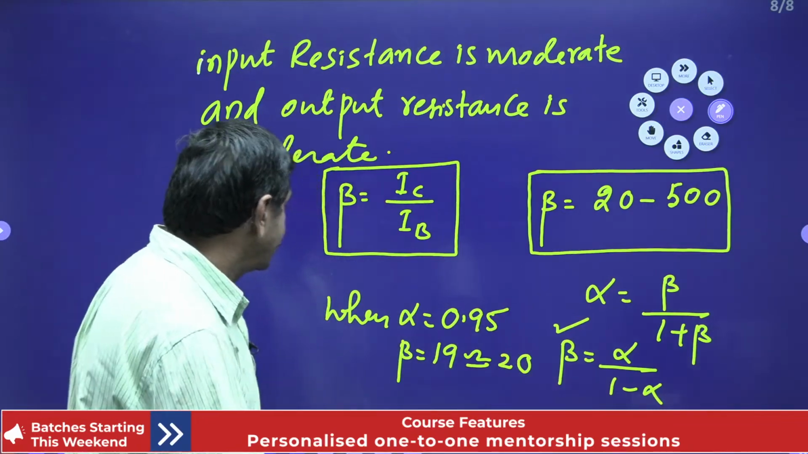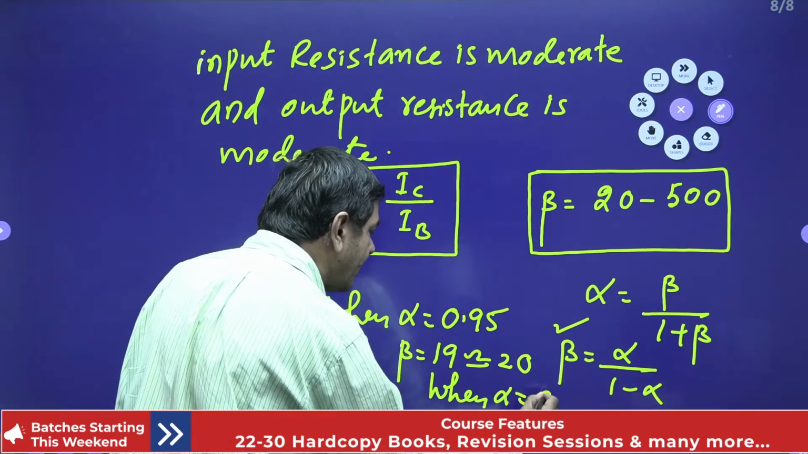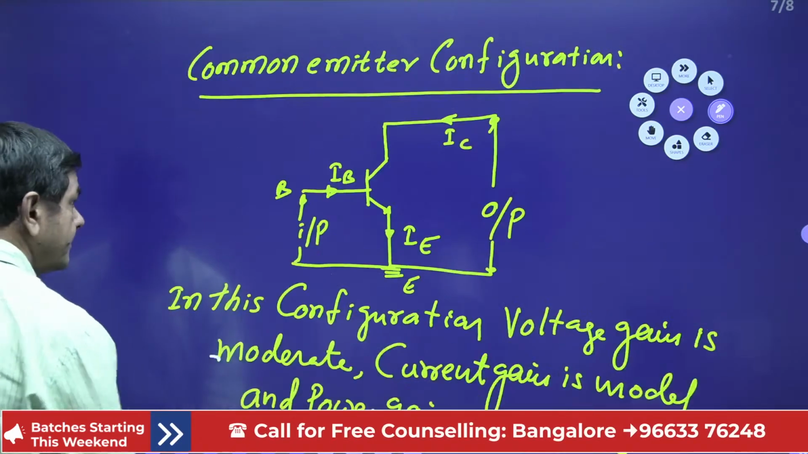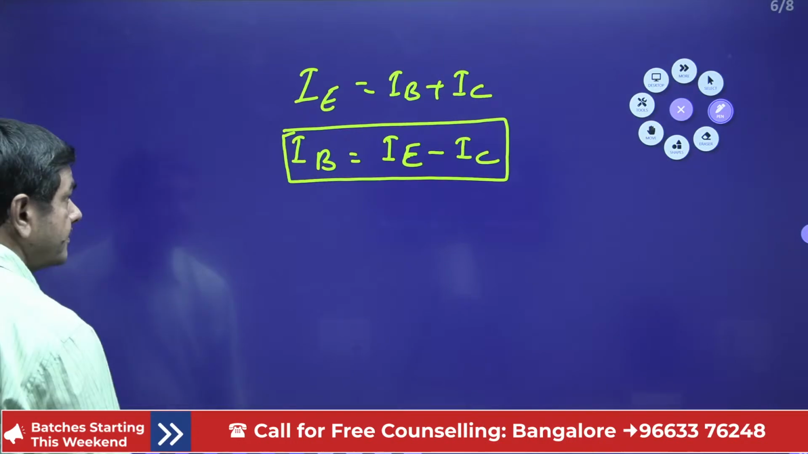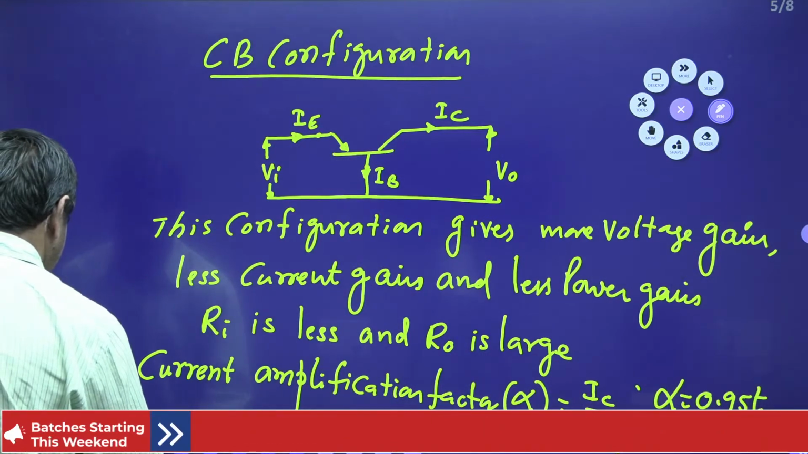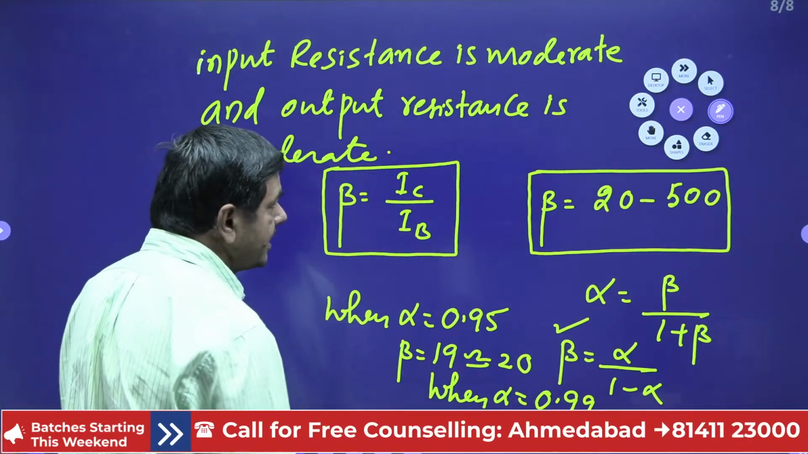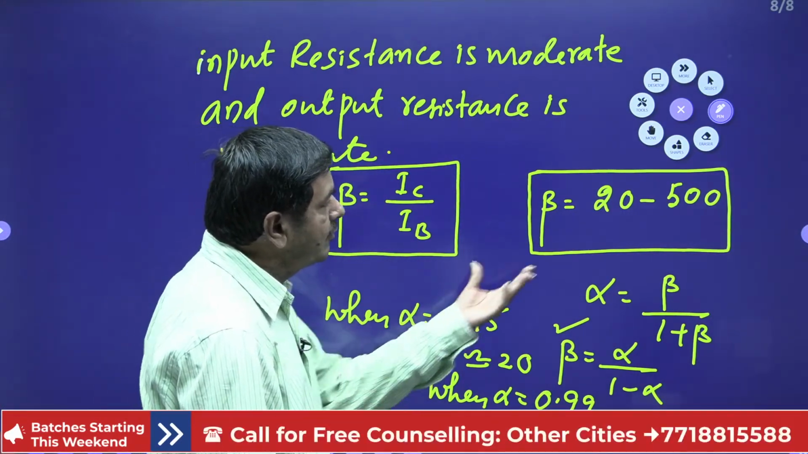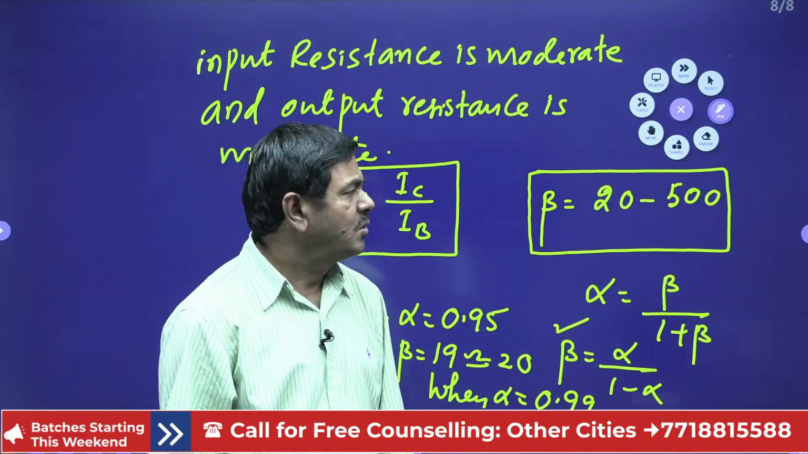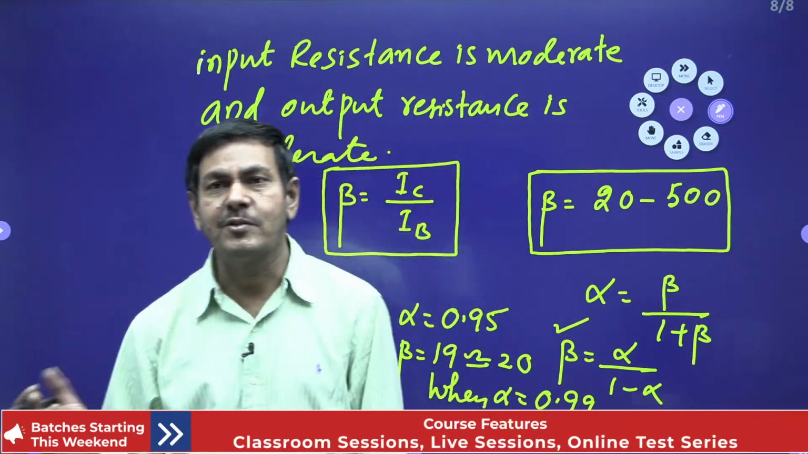Understand now. In the same way, take alpha equal to 0.998, which I gave already. Whenever alpha equals 0.998, the beta value comes as approximately 499. That is approximately equal to 500, which you need to take.